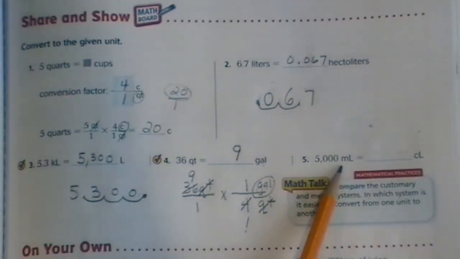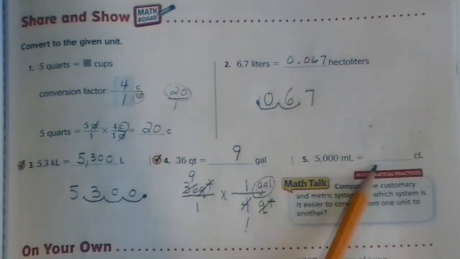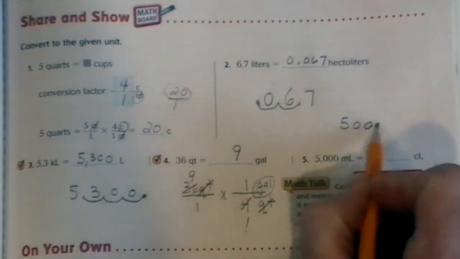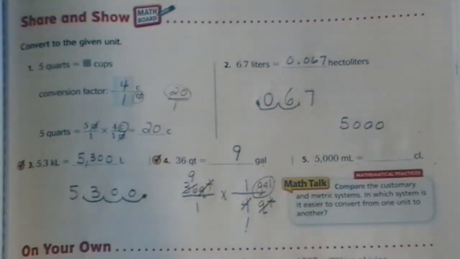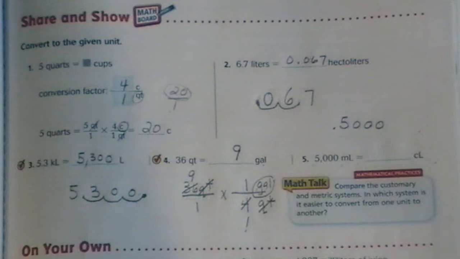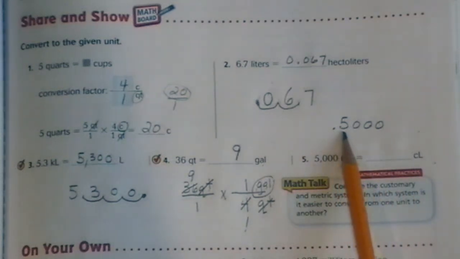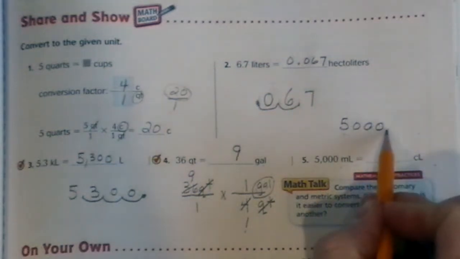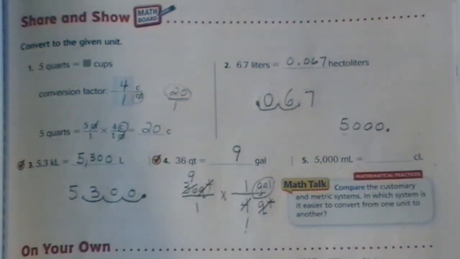Let's look at number 5 here. Number 5 says 5,000 milliliters equals blank centiliters. So the first thing I'm going to do is rewrite 5,000. And you have to be careful where you place your decimal point here. A lot of students, for some reason, like to put the decimal point here. But that doesn't equal 5,000. If we look at that number now, that's 0.5. That's only 1/2. And that's a lot different than 5,000. Remember, whenever we have a whole number, our decimal point always goes all the way to the right.